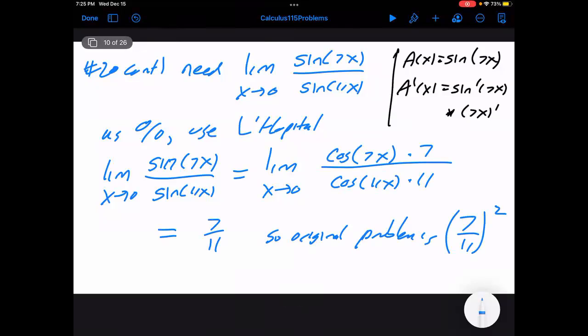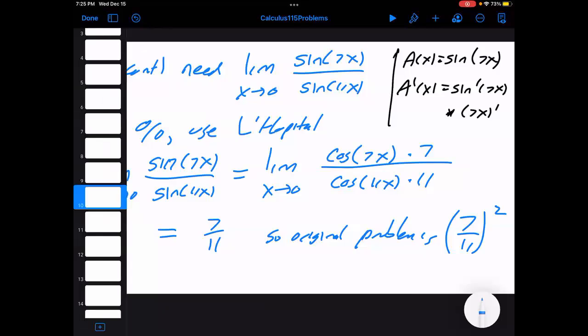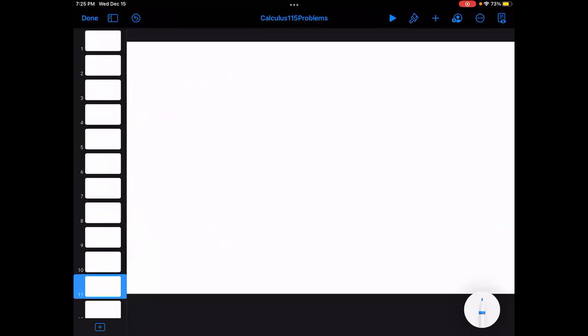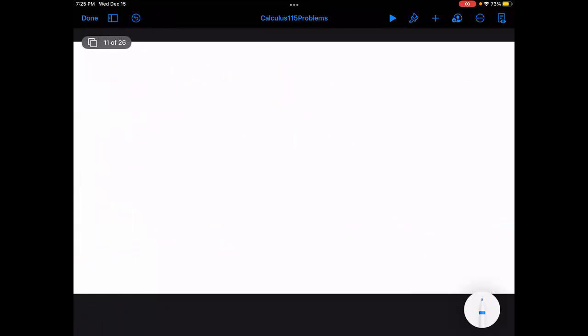Okay, we all good on these? So these are the basic limit calculations. And so if you can do stuff like this, for the most part, you're going to be fine. All right. So the next one is on page 110. This is practice set 2.